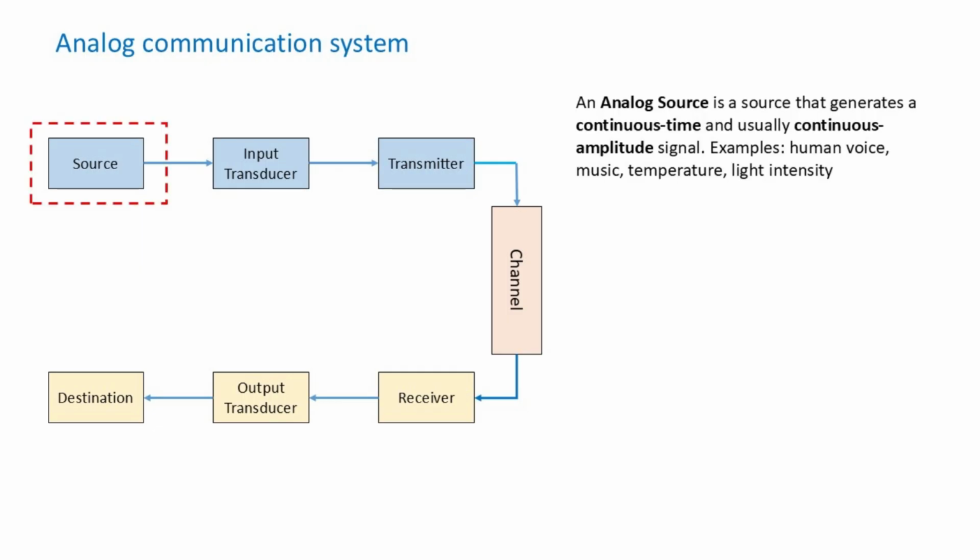The first block is the source, also called the analog source. An analog source generates continuous time and continuous amplitude signals. Common examples include human voice, music, temperature, and light intensity. These real-world signals contain the original information that we want to transmit through the communication system.